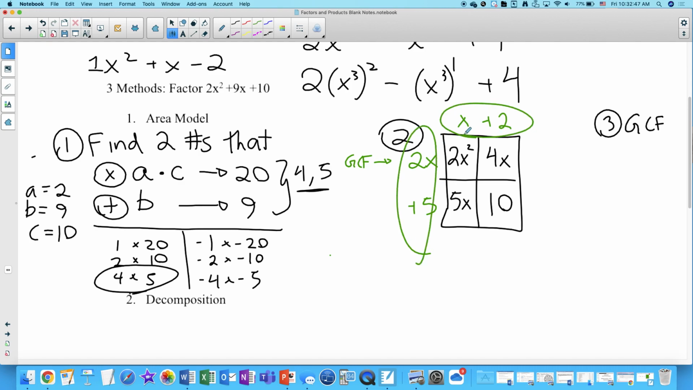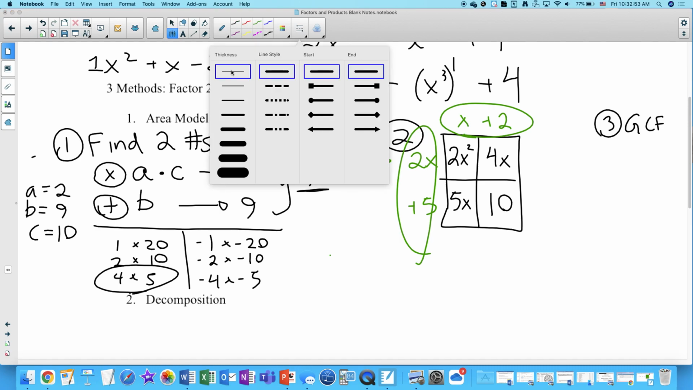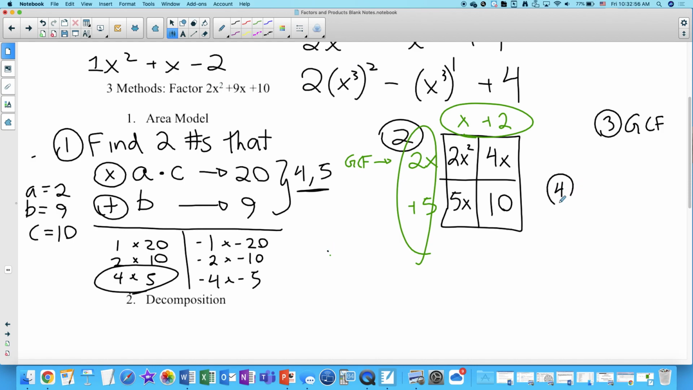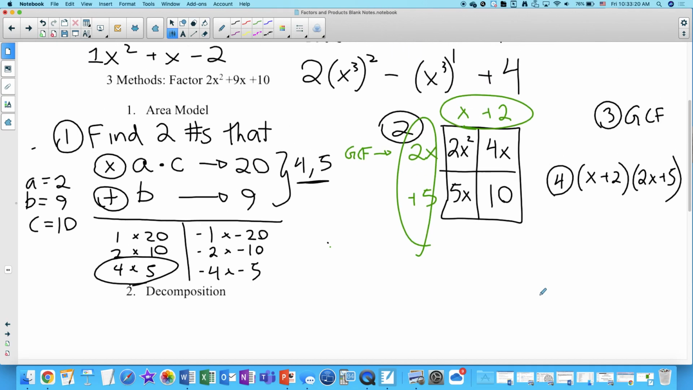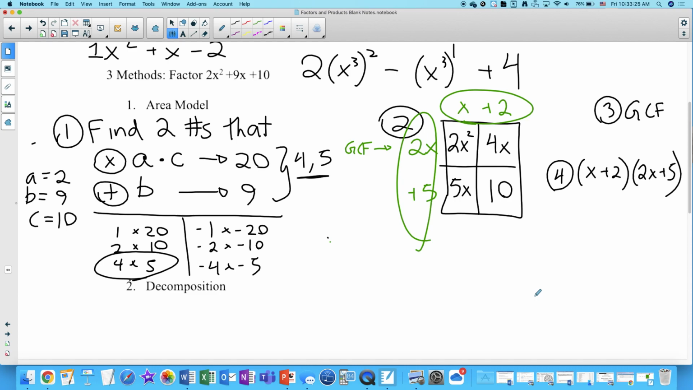Now, how do we write it out? You have to write it in factored form because this is just sort of a graphic organizer. So the fourth thing you want to do is write out the factors. One of them is x plus 2. The other one is 2x plus 5. Okay? All right, so that's the area model or the box model, box method. Okay? The second method that we're going to look at is decomposition. And this is actually quite similar to the area model, but we don't use the graphic organizer to do it.